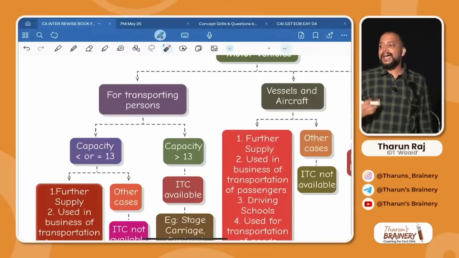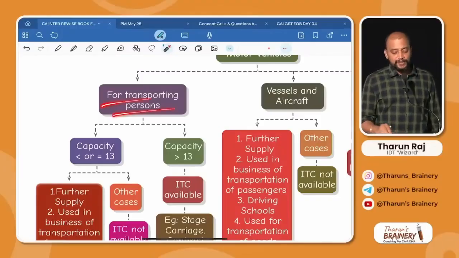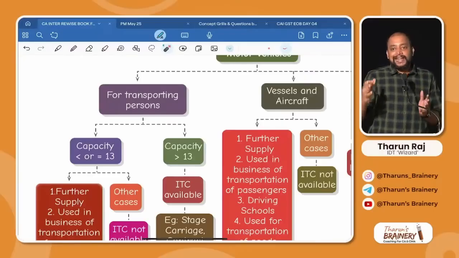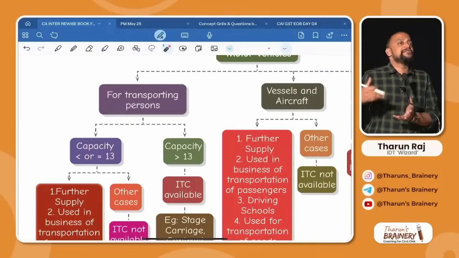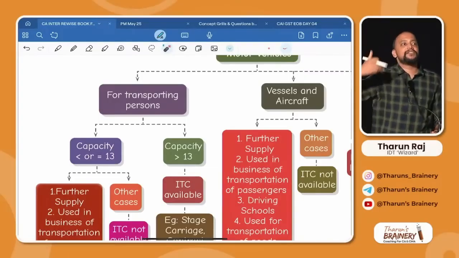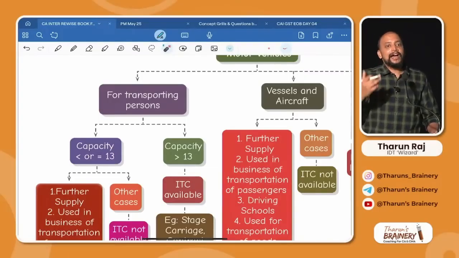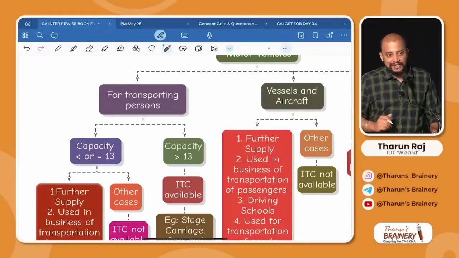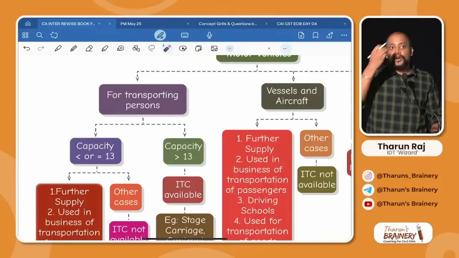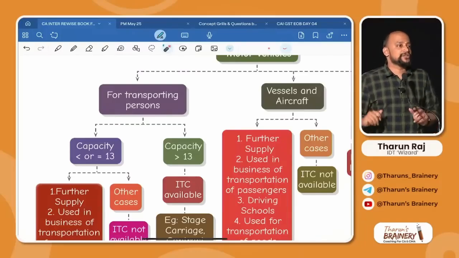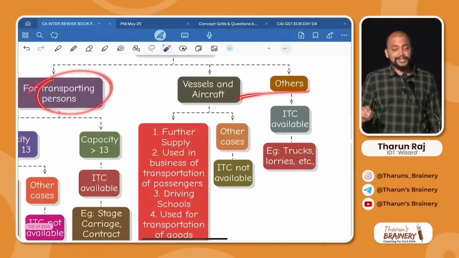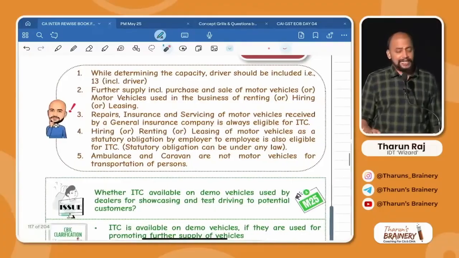So next, caravan. Caravan is also not a motor vehicle for transporting persons. Caravan is for actors who need temporary accommodation, as it will not be available at every shooting spot. The shooting will happen somewhere in a forest or desert, and at that time they may not have a hotel room to stay. So in the caravan itself, they will stay, change their dress, and makeup and all will be done. They use it for that, not for transportation. So again, that is not a motor vehicle for transporting persons. It will come under other motor vehicles, so ITC is available.